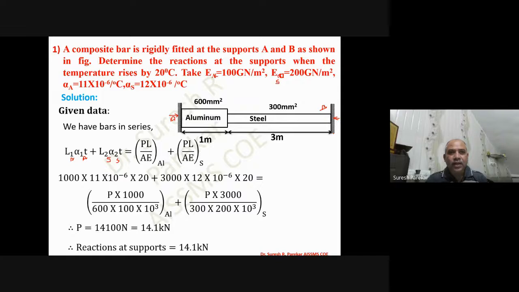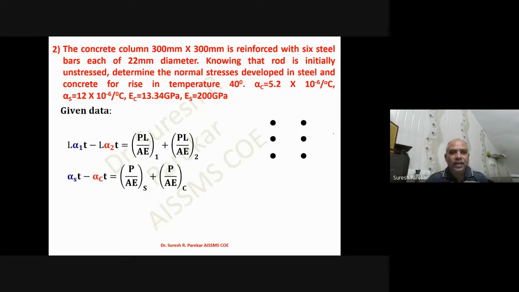Then we will have the second problem, in which we have a concrete column 300 by 300 millimeter reinforced with 6 steel bars, each of 22 diameter. Knowing that the rod is initially unstressed, determine the normal stresses developed in steel and concrete. Here we also have to find the stresses.